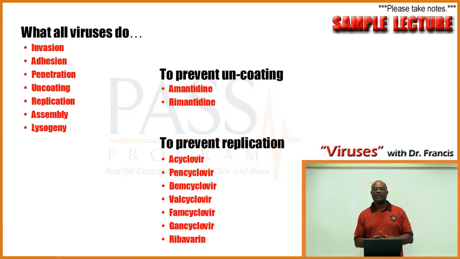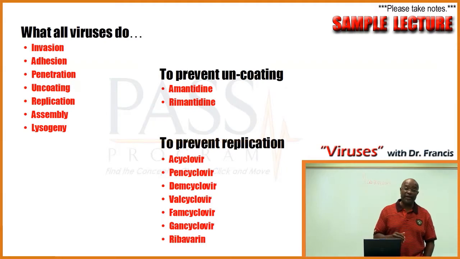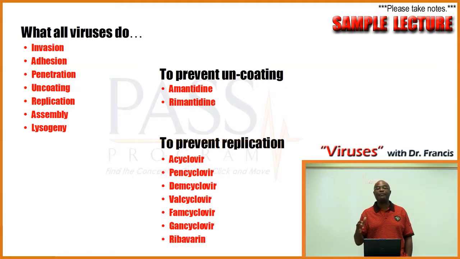Then adhesion is step number two. Adhesion means the virus will find a way to attach to a cell. The only way you can do that is that that virus has to have receptors for that cell. So that means if hepatitis A can cause hepatitis and gastroenteritis, but not myositis, it means it has receptors for the GI tract and for the liver, but not for the muscle.